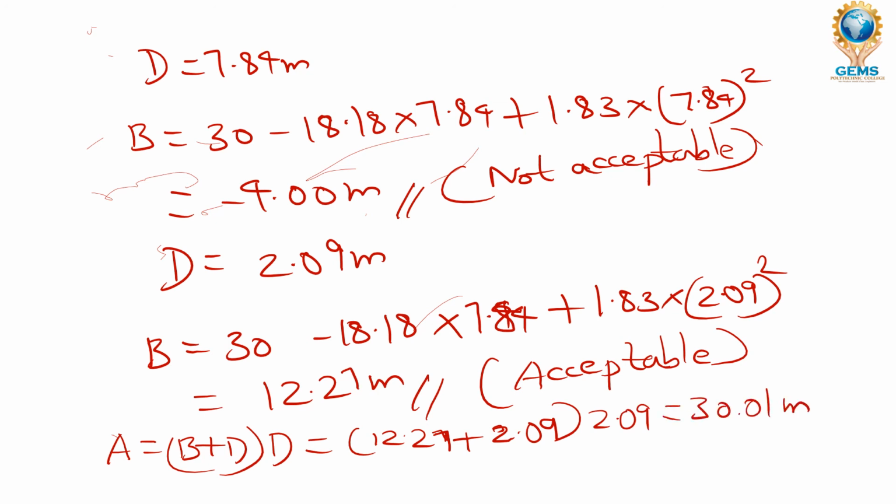So what does this mean? Our A value found by using the Q by V formula is the same value that comes here: 30 is equal to 30.01. This is equal, hence our sum is correct and hence it is proved. So you have found the bed width and the depth of the canal section. This is the method for designing a most economical canal section by using Chezy's formula.